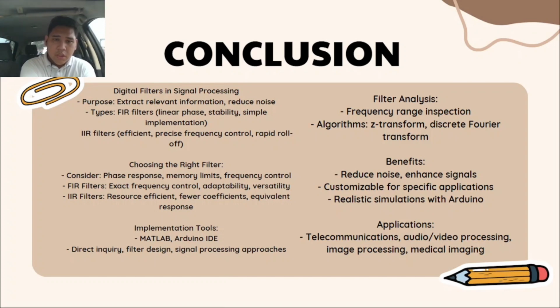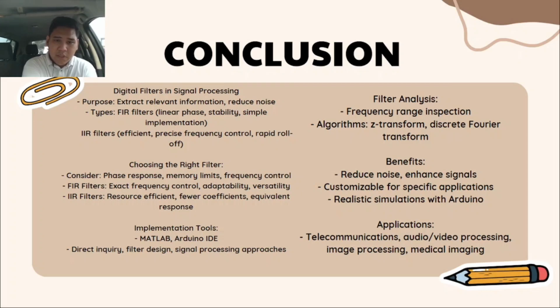So in conclusion, in this project we learned about digital filters in signal processing, whose purpose is to extract relevant information and reduce noise. The types that we learned are FIR filters, where linear phase, stability, and simple implementation are the reasons why we use them. For IIR filters, we know that they are efficient, with precise frequency control and rapid roll-off. So we have to choose the right filter. In order to choose the right filter, we have to consider phase response, memory limits, and frequency control.